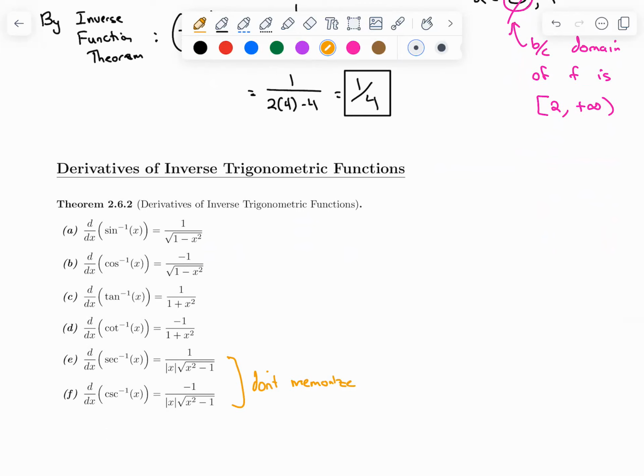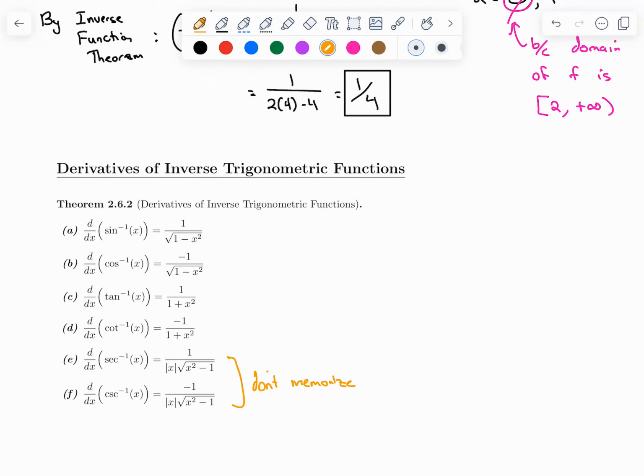You only need to memorize the other four. The reason I said the other two is because you'll notice that they're very similar. The only difference is that the co-functions have a minus sign. The derivative of sine inverse is 1 over the square root of 1 minus x squared, whereas the derivative of cosine inverse is negative 1 over the square root of 1 minus x squared. So they're basically the same thing.